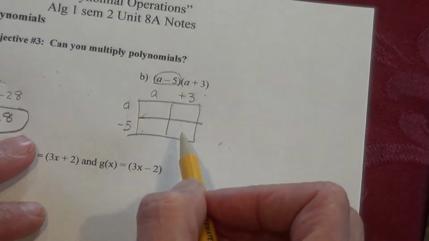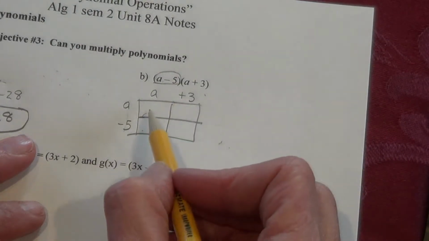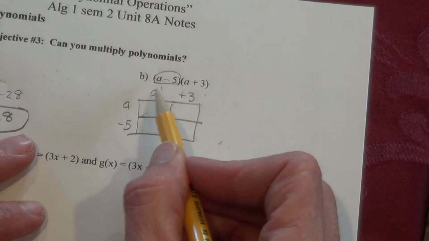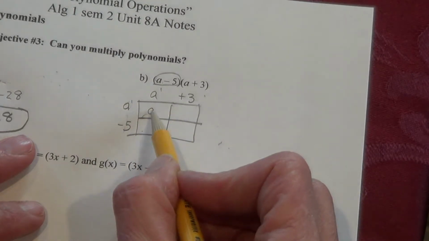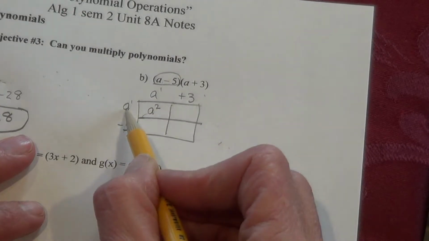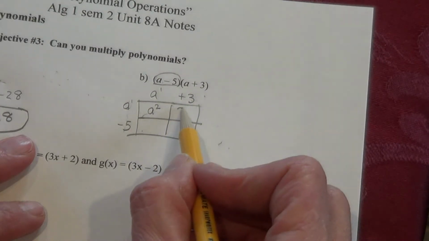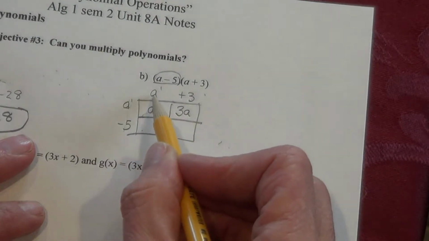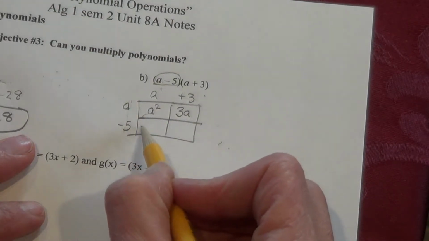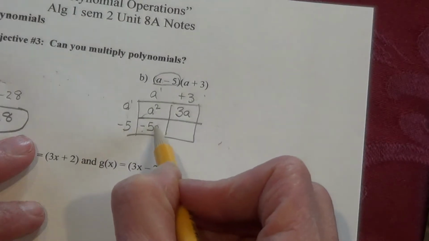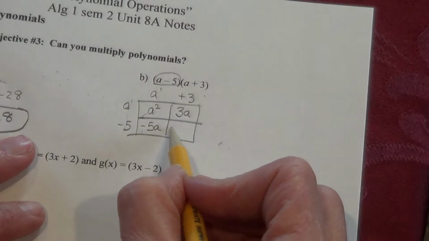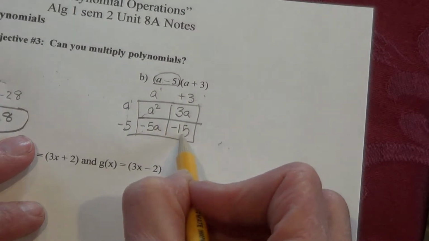Now this is like the old multiplication tables that you used to look up products with. A times A, that's A to the first times A to the first, would be A squared. A times 3 would be 3a. A times negative 5 would be a negative 5a. And negative 5 times a positive 3 is a negative 15.